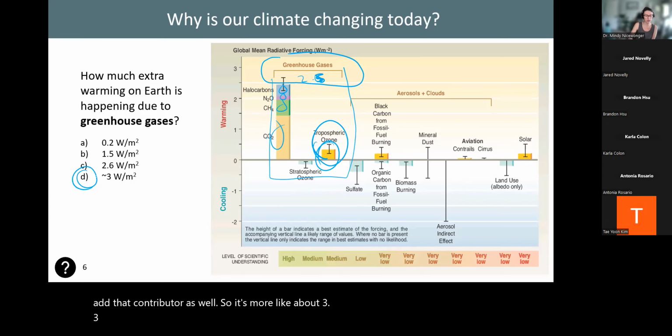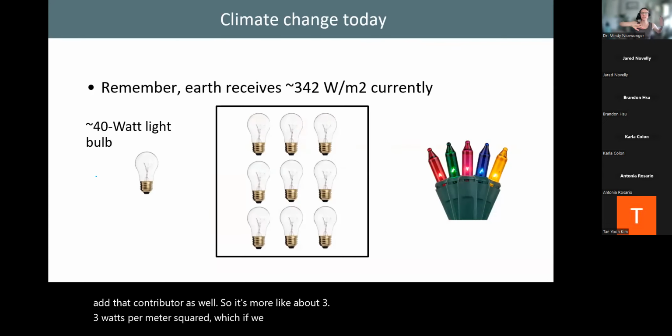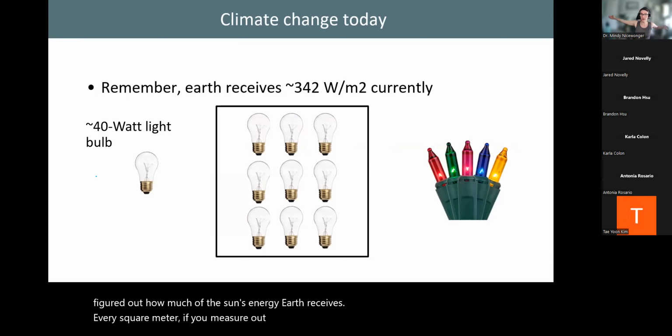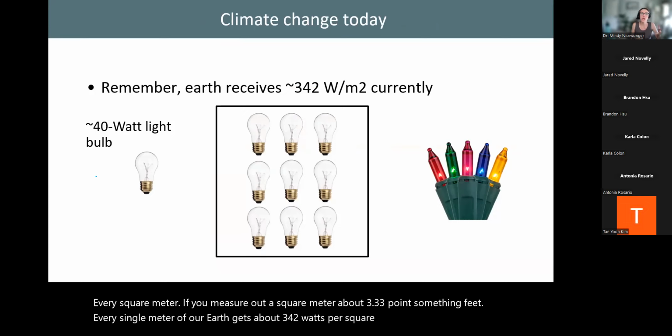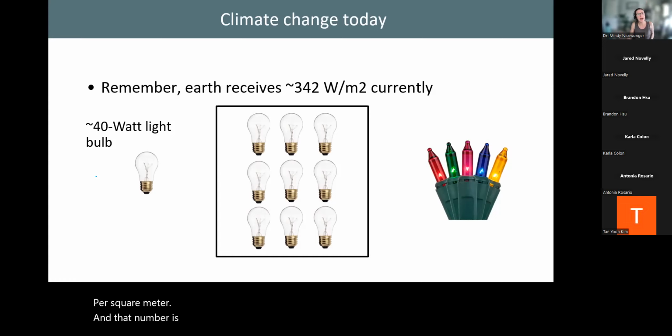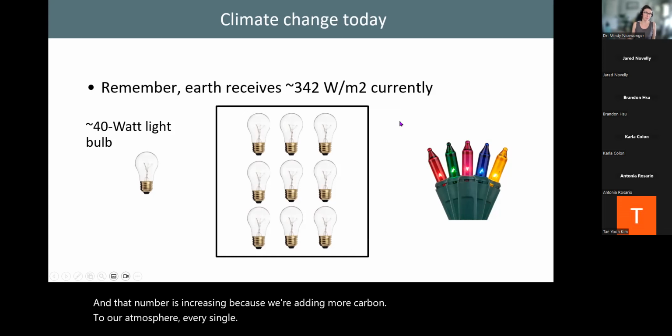3 watts per meter squared, which, if we remember going back to the beginning when we figured out how much of the sun's energy Earth receives, every square meter, if you measure out a square meter, about 3 point something feet, every single meter of our Earth gets about 342 watts per square meter. Currently, human activity is adding an extra 3 per square meter. And that number is increasing because we're adding more carbon to our atmosphere every single day.